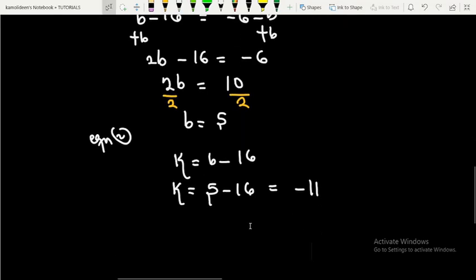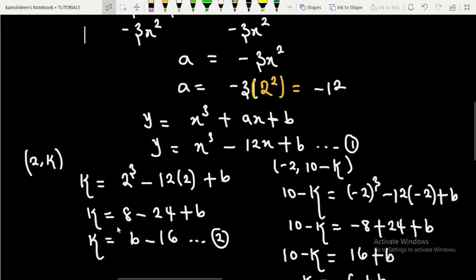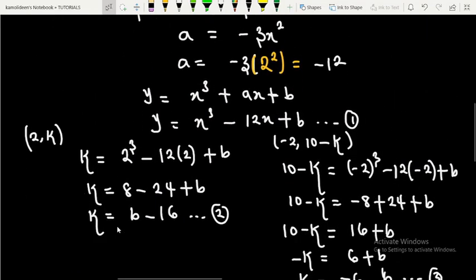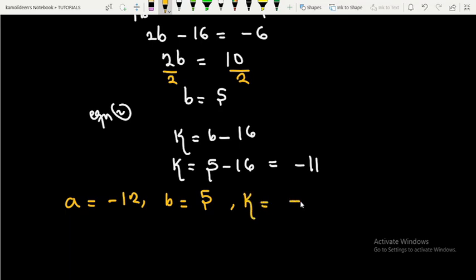So we can now conclude that the value of a will be equal to what? Let's go back to what we have here. The value of a is negative 12. Okay, the value of b equals 5. And finally, the value of k equals negative 11. That's the solution to this problem.